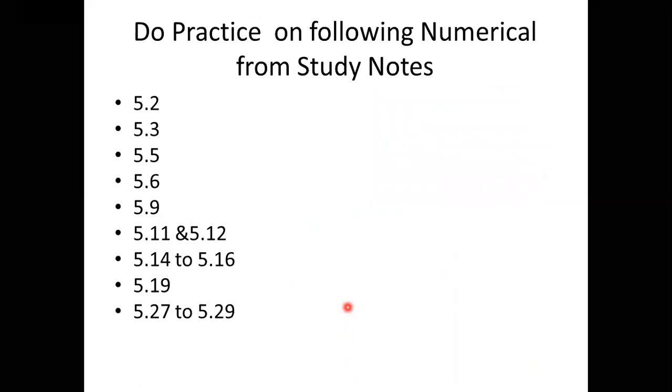Graphical and analytical both. So please do practice from the study notes. These are the numericals where all of the variations in the numericals are covered. If you do the practice, then it will definitely help you out.